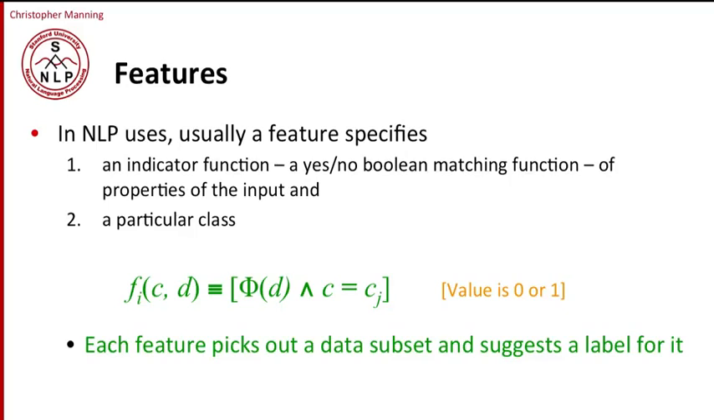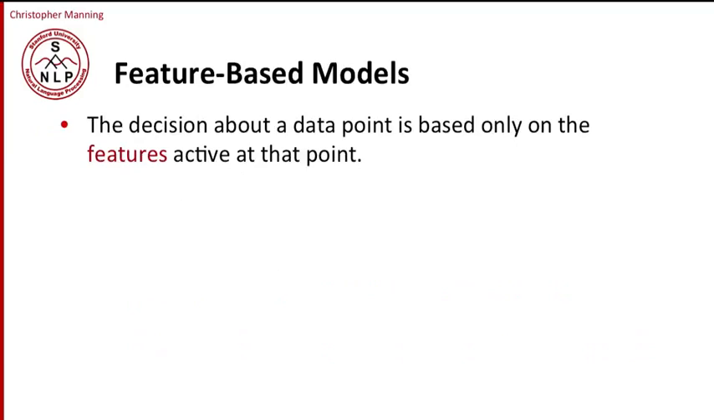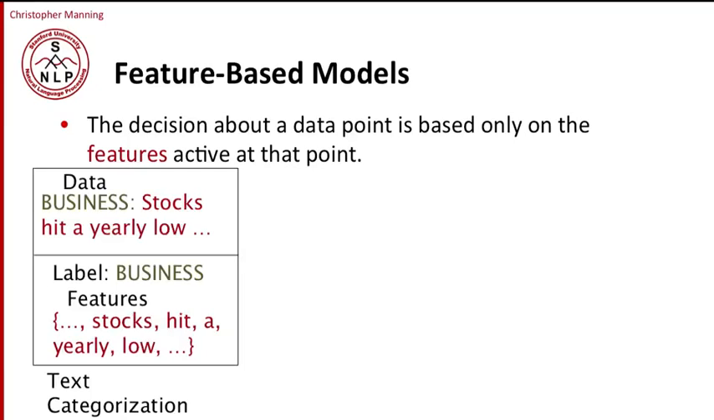Nevertheless, a good way to think about things is that each feature identifies a subset of the data and suggests a label for it. And that's what we saw in the examples before. In feature-based models, the decision about a data point is based entirely on the features that are active at that point. So let's look at a couple of examples of NLP applications and the kind of features that get defined for them. One of the simplest cases is text categorization.